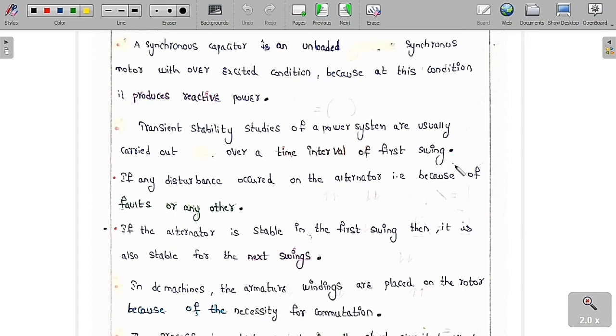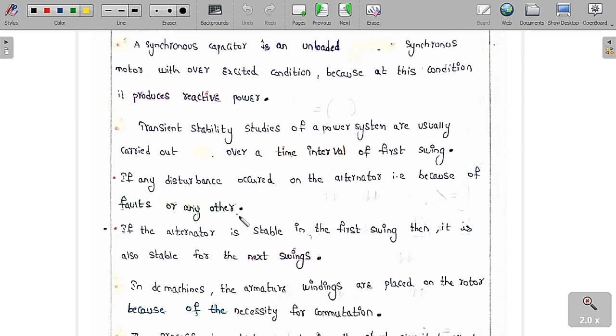The studies carried out in the first swing only are called transient stability studies. If any disturbance occurs on the alternator, that is because of faults or any other condition. Basically, disturbances occur on the alternator whenever a fault occurs on the power system.